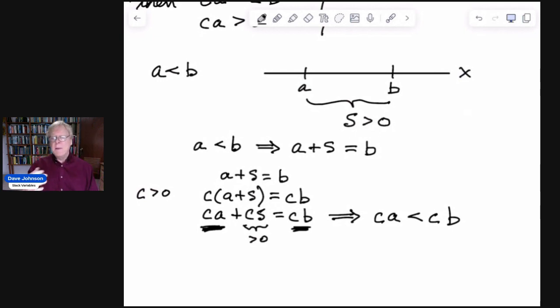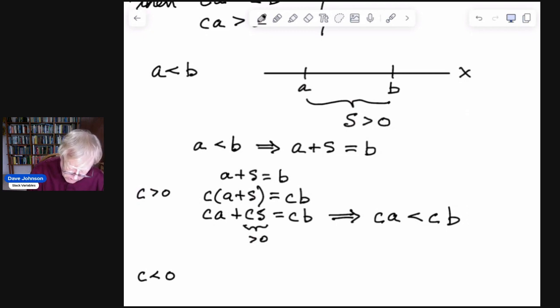So we didn't have to use specific examples. We didn't have to draw graphs to do this, although I used a graph to define s. But now we are able to say that if c is greater than zero, then ca is less than cb. Okay, well, let's do it the other way. Let's say c is less than zero.